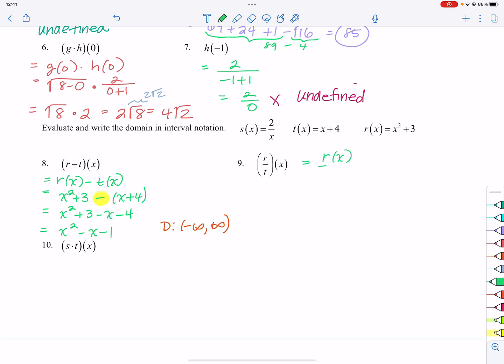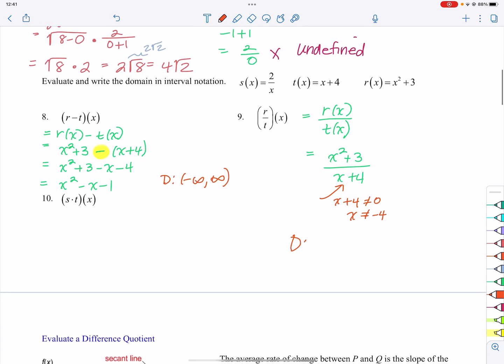That's defined as r of x divided by t of x, and that's equal to x squared plus 3 divided by x plus 4. Now, as you can see, x plus 4 cannot equal 0, so x cannot equal negative 4. So our domain is going to be all real numbers with x not equal to negative 4.